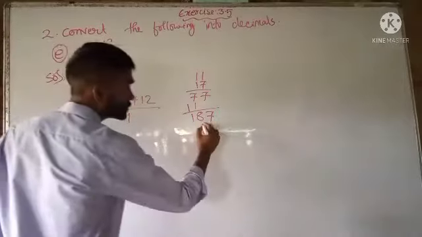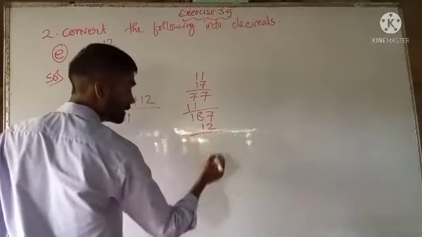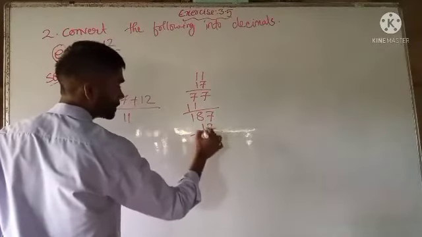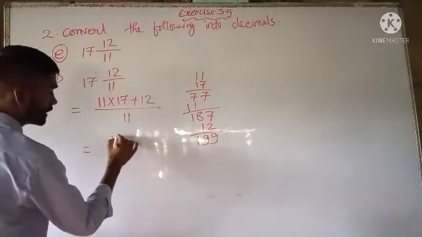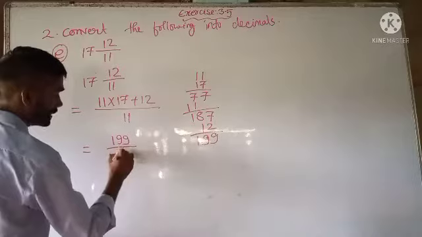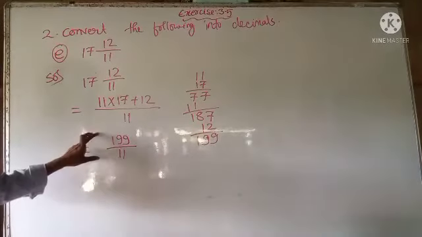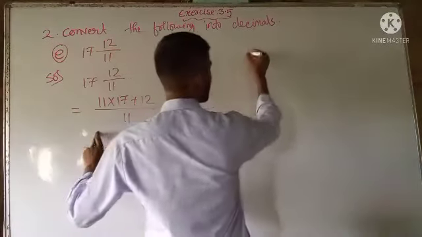Now again we'll need to add 12 here. So let us add here itself. 7 plus 2, 9. 8 plus 1, 9 and 1. So we got here 199 by 11. Now let us divide it and convert them into decimal form.